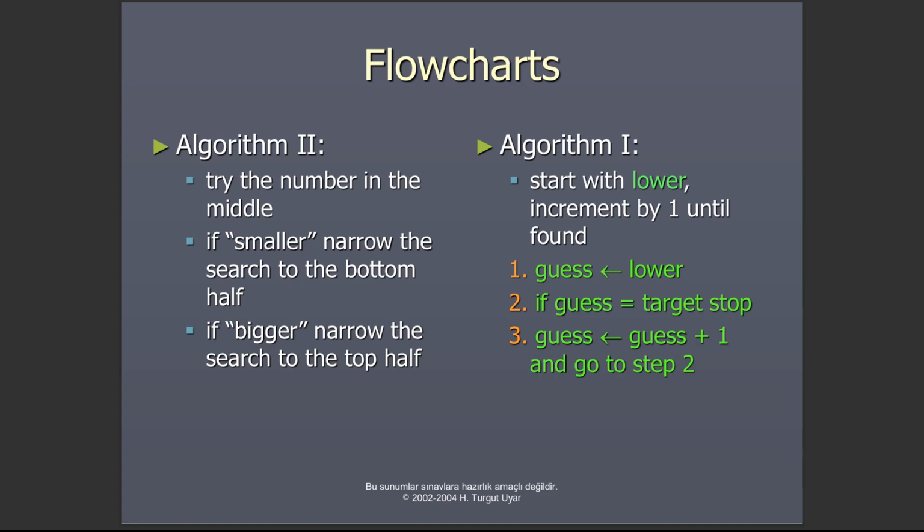Algorithm 2 is smarter. We always guess the middle number between our current lower and upper bounds. If our guess is too big, we look in the lower half. If our guess is too small, we look in the upper half. This second method is called binary search, and it's usually much faster.